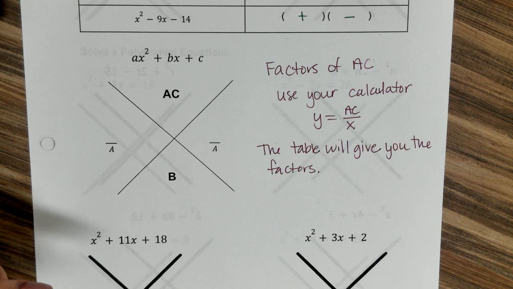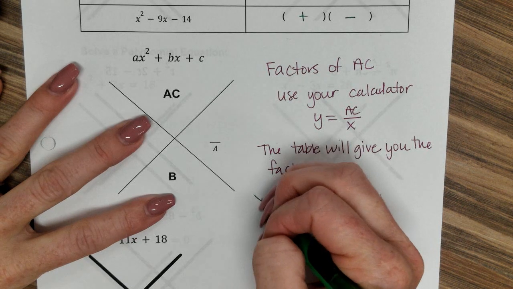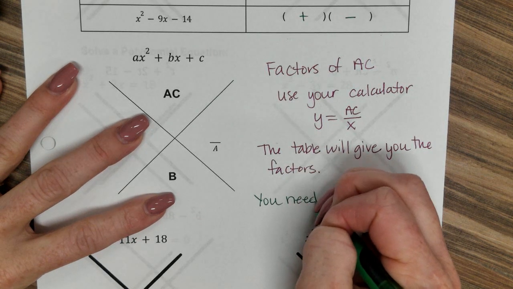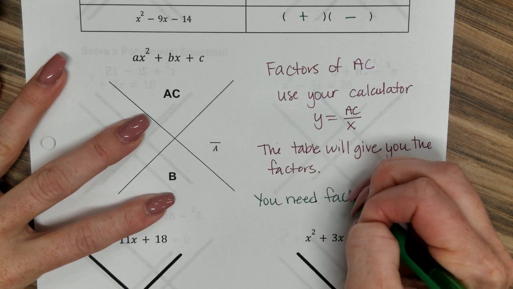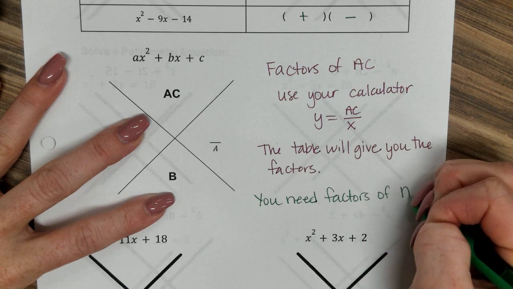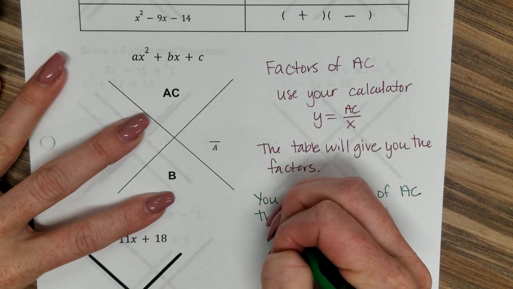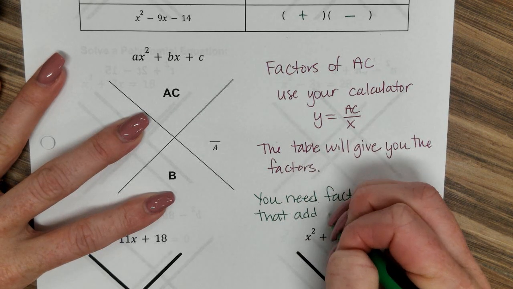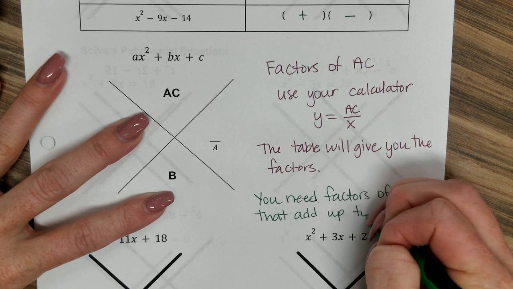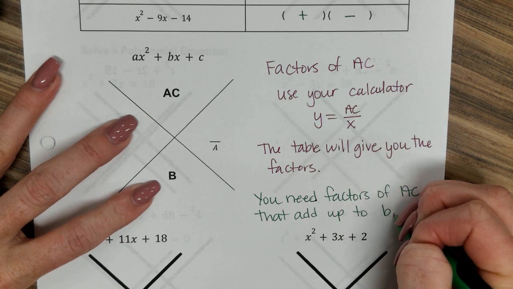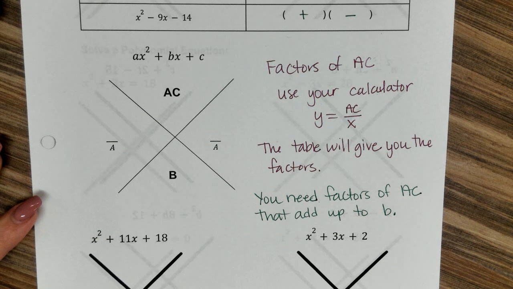Now, what am I going to do once I get the factors of it? You're going to put them on the side, and you're going to ask yourself this question. You need factors of A times C that add up to B. And again, this will all make sense in just a second.